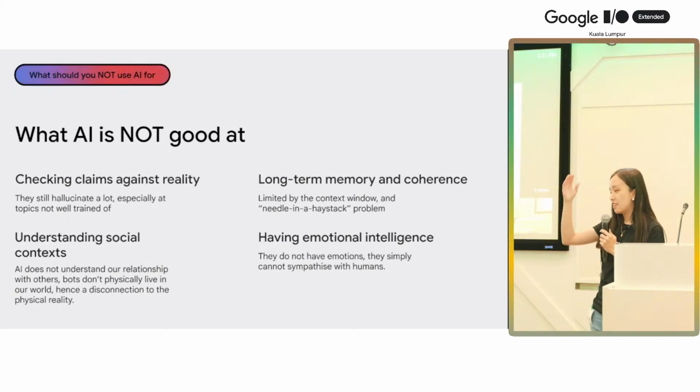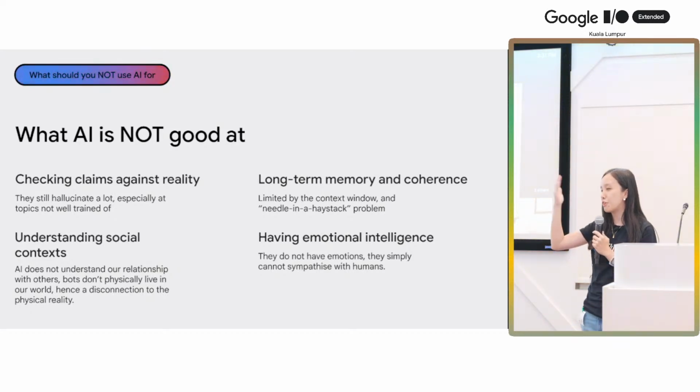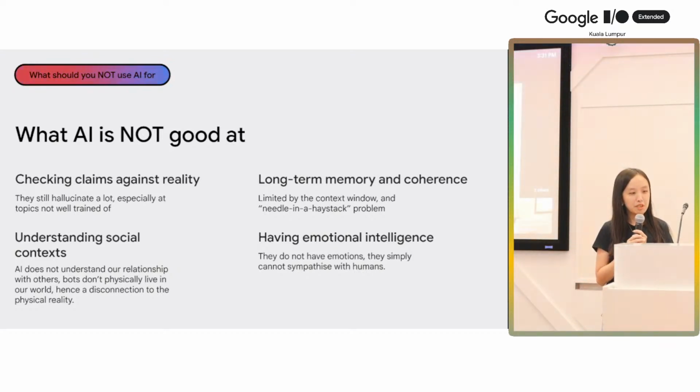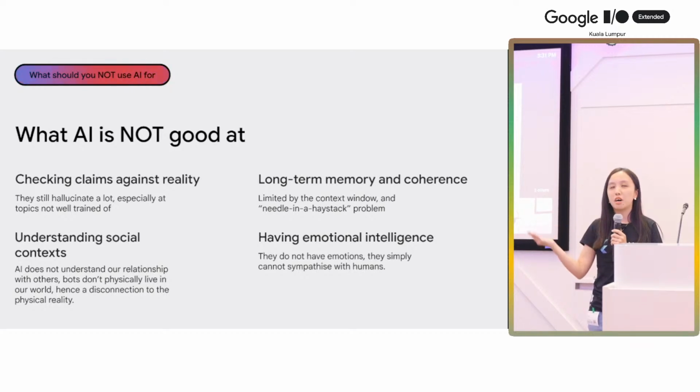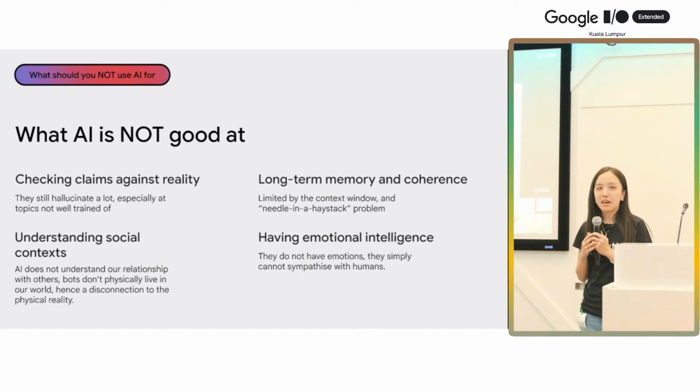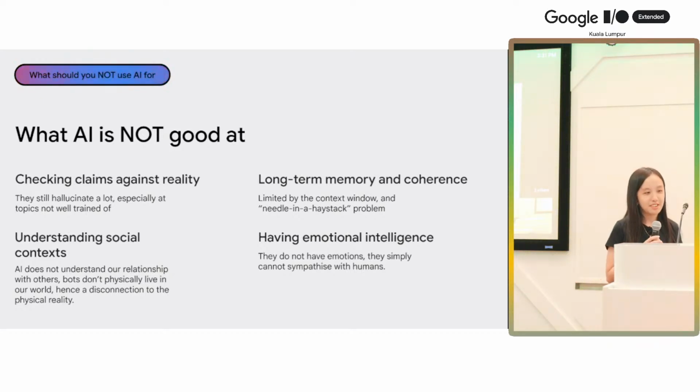Or maybe you ask in a long conversation, and by the time you ask near the end, it forgets the first half of your conversation. That also happens quite often, so you have to be aware of that. And also, of course, they don't understand social context. They are not human. They don't understand our relationships with other people, and they don't have emotions. Though you can ask them to role play, to act as a certain character or show a certain emotion, actually they don't have that. It's just something that you tell it to do, and then it will do it for you.